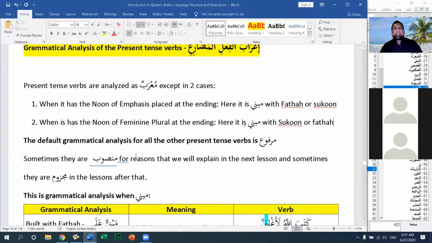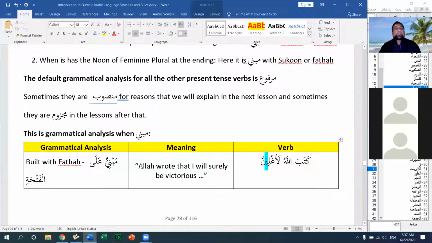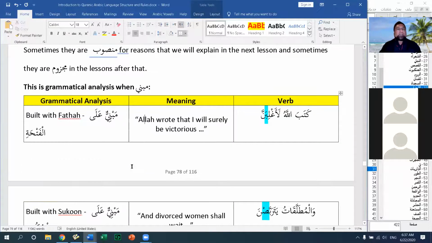The default grammatical analysis for the other present tense verbs is marfu'. Sometimes they will be mansub for reasons that we will explain in the next lesson, and sometimes they will be majzoom, that we will explain in the following lesson. So let me give you first when fi'l al-mudari is mabni. So fi'l al-mudari by default is mu'rab. It's mabni in two cases. One is if it has noon al-tawkid, either al-thaqila or al-khafifa.